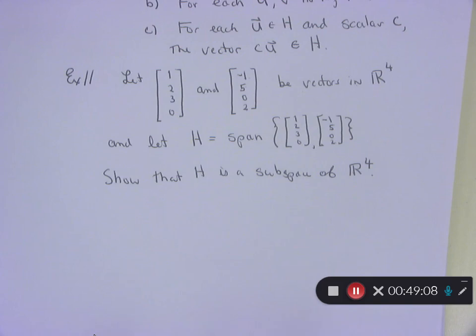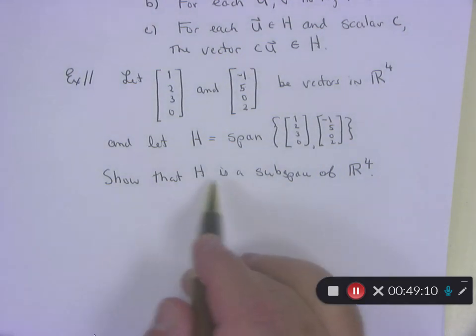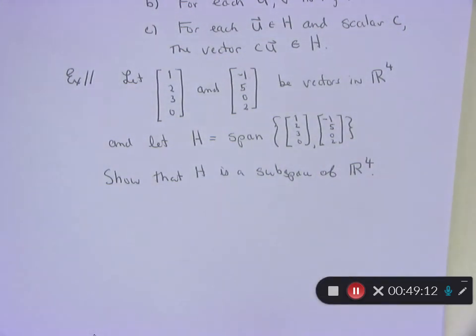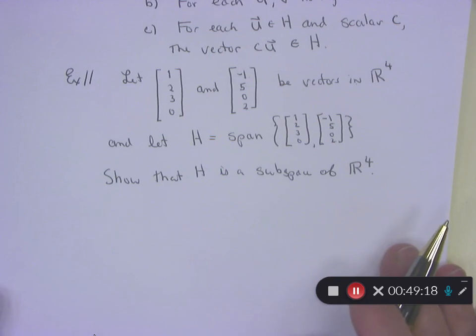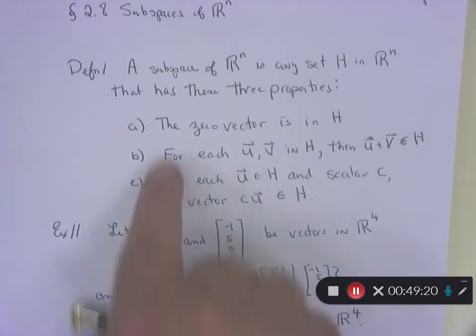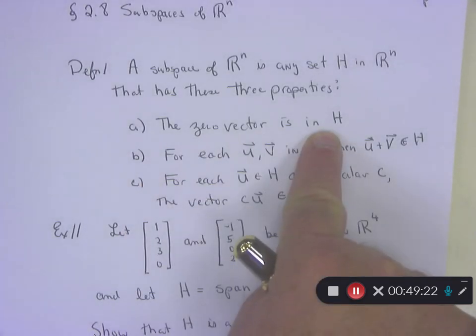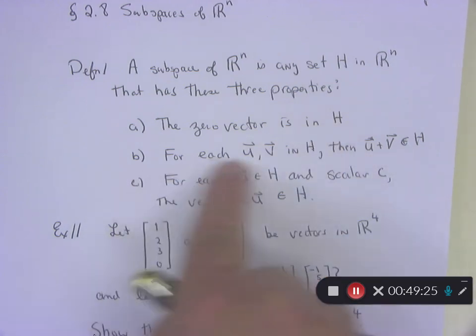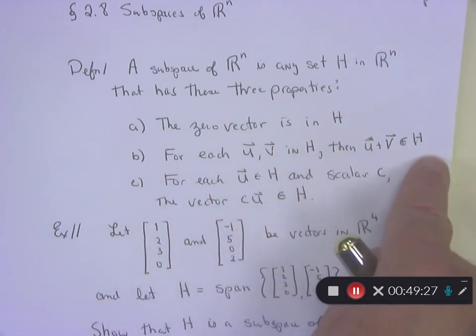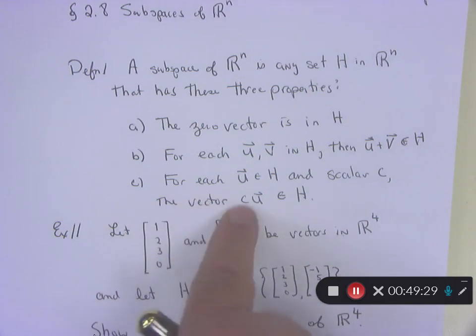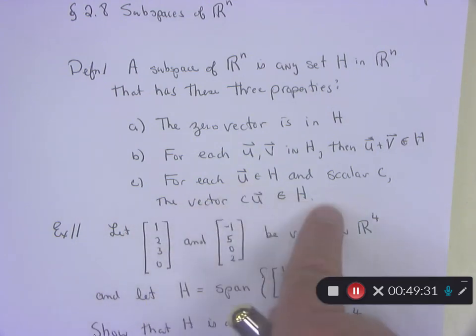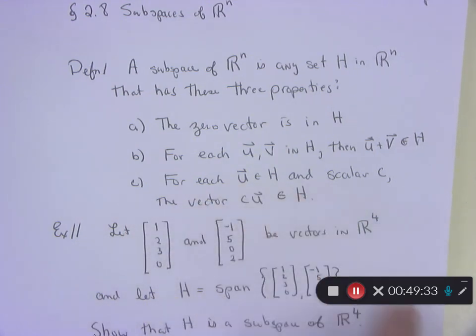So here we go. Show that H is a subspace of R4. Prove it. Okay? Well, wait a minute. To prove you have a subspace, what do you have to do? A, you have to show the zero vector is in there. B, when I add two vectors in there, I've got to be back inside of there. And C, any scalar constant times one vector in H has to be inside of H. So, here we go.